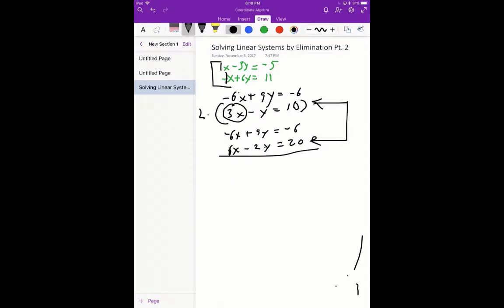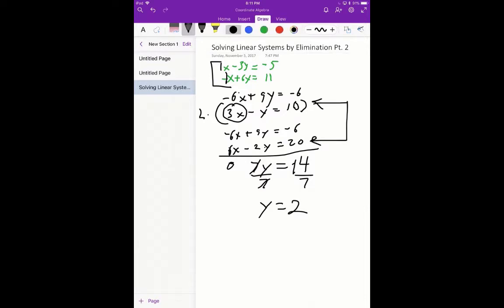If I go ahead and add these two equations vertically, you get negative 6x plus 6x is 0. You get 9y plus negative 2y, which is 9 minus 2, so that'll be 7y. And then you'll get 20 plus negative 6 is 14. So 7y equals 14. That's looking like a problem that we could solve very easily. If we divide both sides by 7, we're going to get y on one side, and 14 divided by 7, or 2, on the other side. So it looks like we've solved for y.